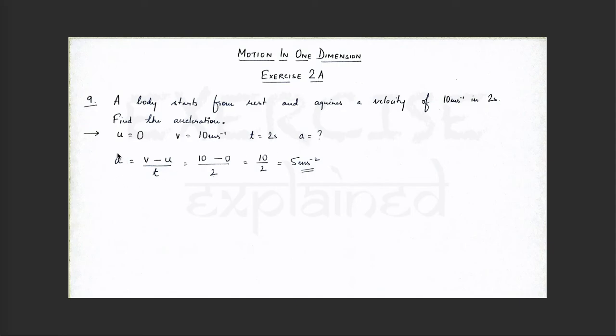So that is, we need to find the value of a. So we will be using a is equal to v minus u by t, that is final velocity minus initial velocity divided by time. So that gives me 10 minus 0, that is final velocity is 10, initial velocity is 0, divided by t is 2. So 10 minus 0 by 2, that is 10 by 2, that is equal to 5 meter per second square. So acceleration is 5 meter per second square.